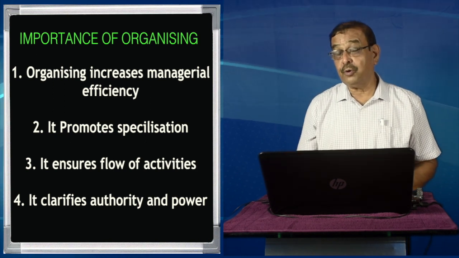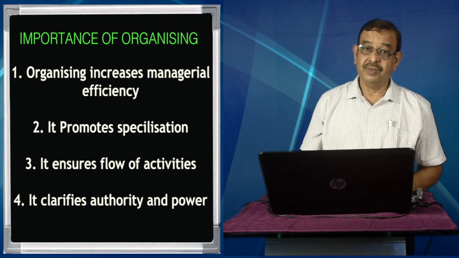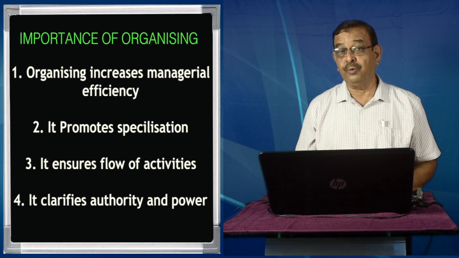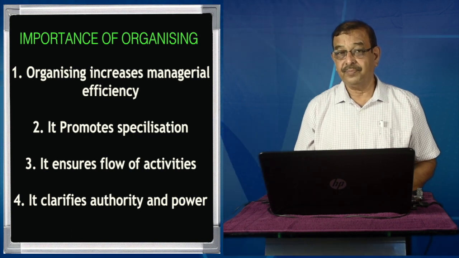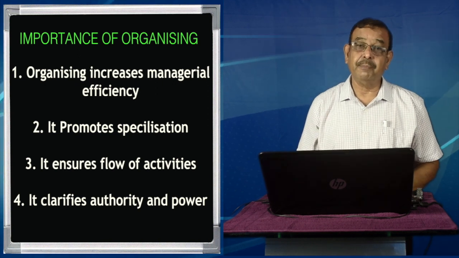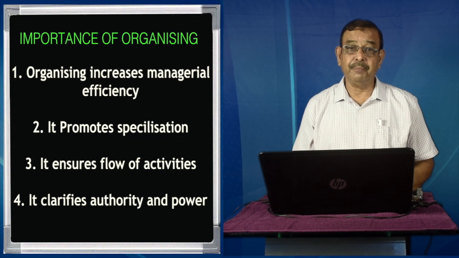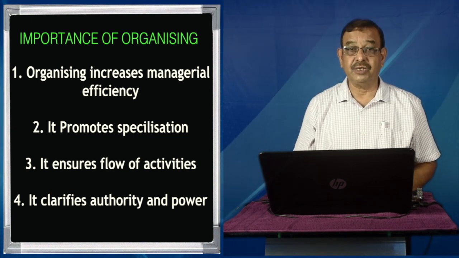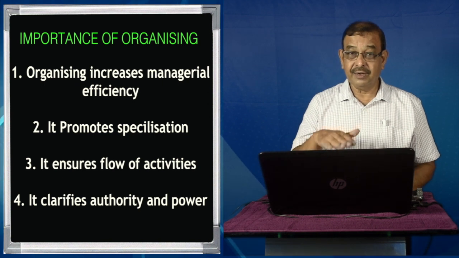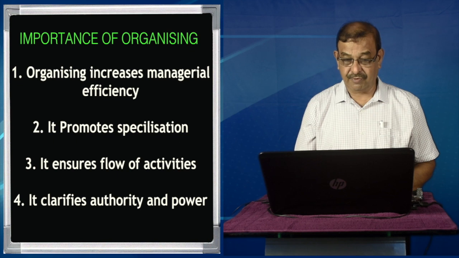It clarifies authority and power. Who will do what? A branch manager, say of a C-category branch, will have a sanctioning amount of loan of, say, 5 lakh rupees. The chief manager of a bank will have a sanctioning capacity of, say, 50 lakhs. The chief general manager of the bank may have a sanctioning capacity of, say, a loan of 5 crore rupees. Depending upon the level, the authority and the power are defined.